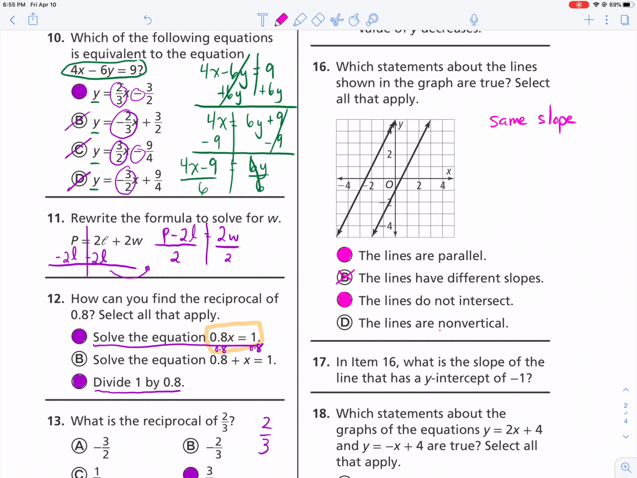Okay, and then I have to think of this word non-vertical. So remember, vertical is this way. So are these lines not like that? And we would say in our case, yes, they are non-vertical. So I end up with A, C, and D in this case.